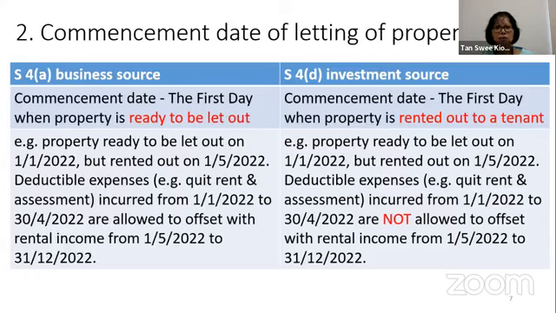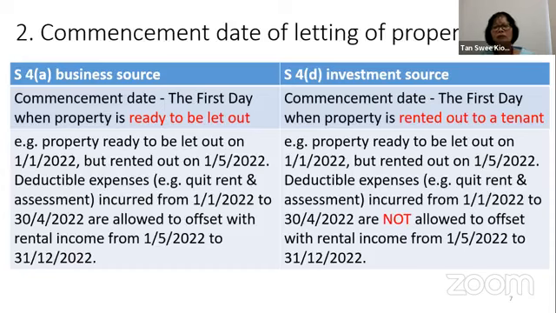This is because it will affect the commencement date of letting of property, and it will also affect the treatment of rental loss. Not every time we rent a property do we make a profit; sometimes it is a loss. So when you incur a rental loss and you have other income, can that rental loss be offset with the other income or not?